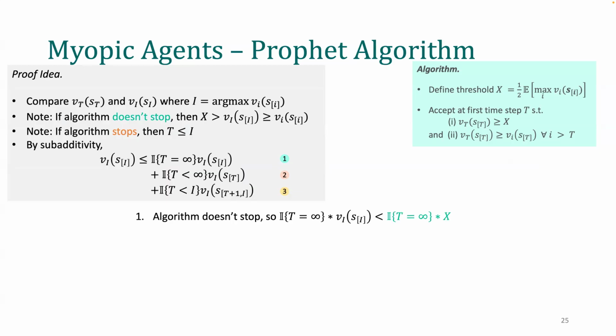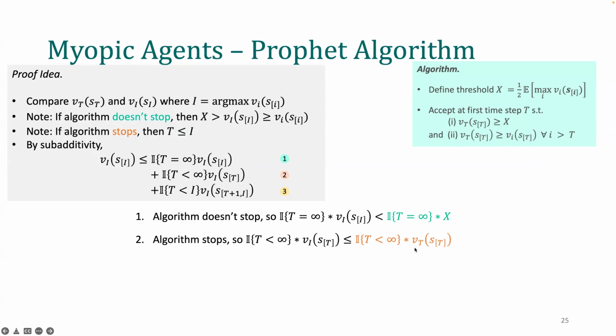And know that whenever the algorithm doesn't stop, we just said that nobody beats the threshold, including Vi. So I can just bound Vi with X. Okay, so I'm just going to upper bound the first term with the indicator that the algorithm doesn't stop times X. And whenever the algorithm stops, note that it has to be the case that the current value beats the future agent's value using the signals so far.